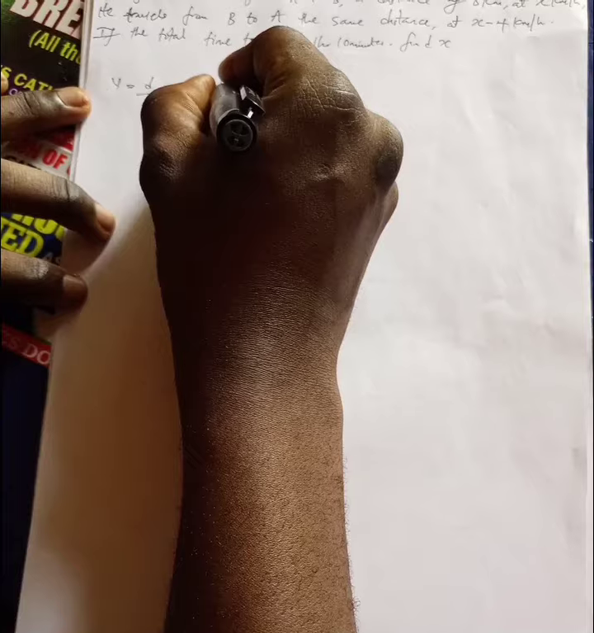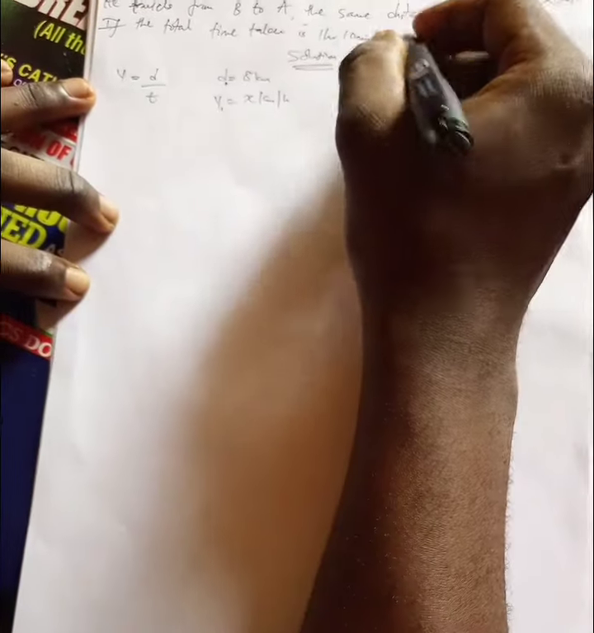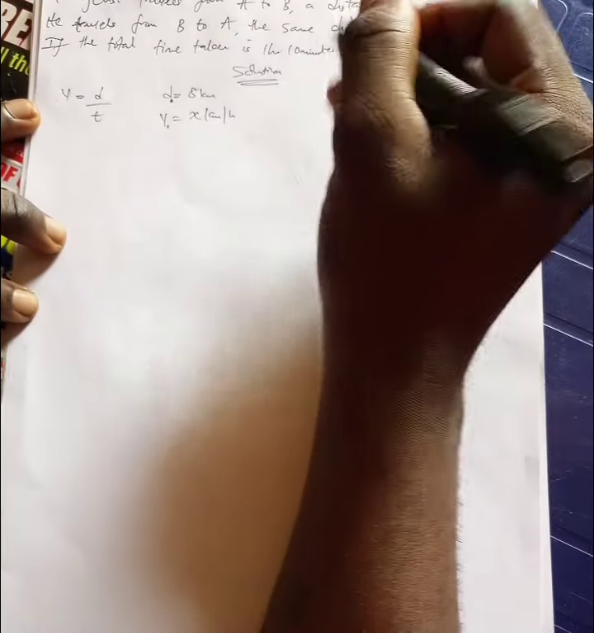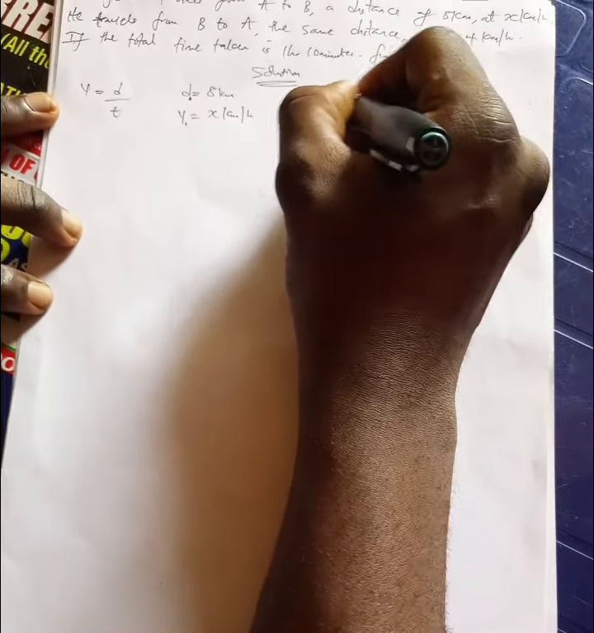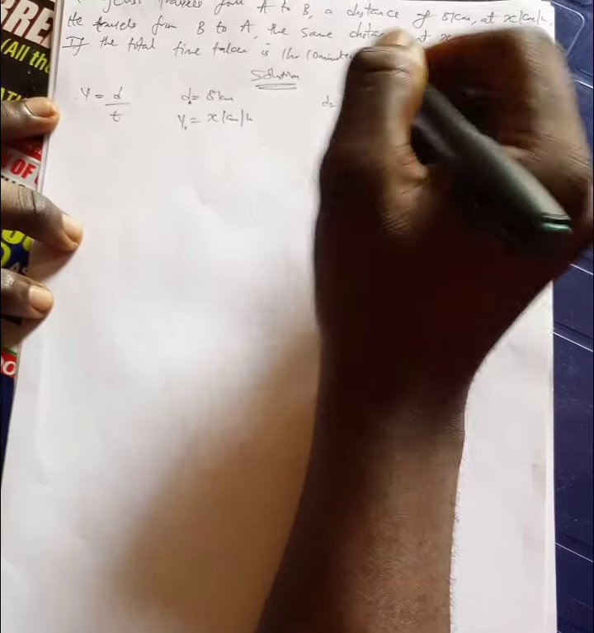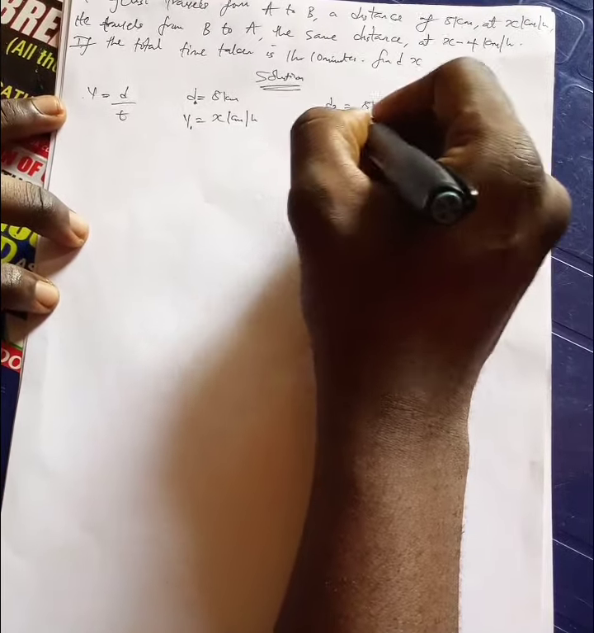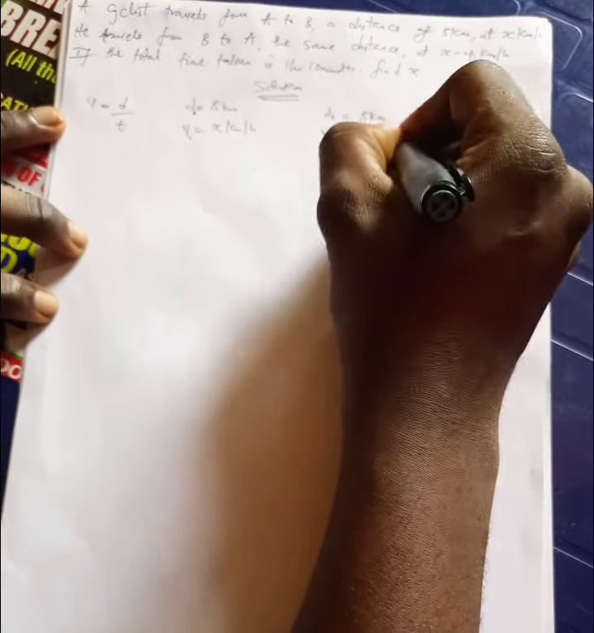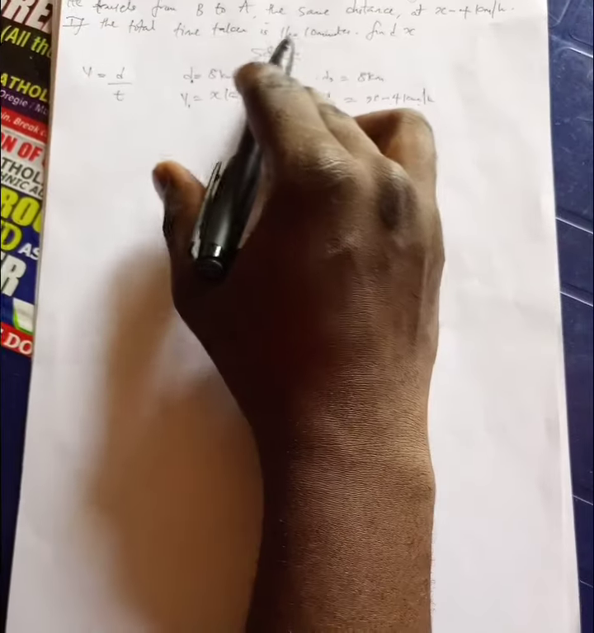But see, it travels from B to A. So I can call this distance 1, that's the first distance, and this speed 1, or velocity, anyone you call it. So this should be my distance 2, D2, which is the same 8 kilometers, same distance. Then my V2, my speed 2, is X minus 4 kilometers per hour. Now, if the total time taken is this, find X.